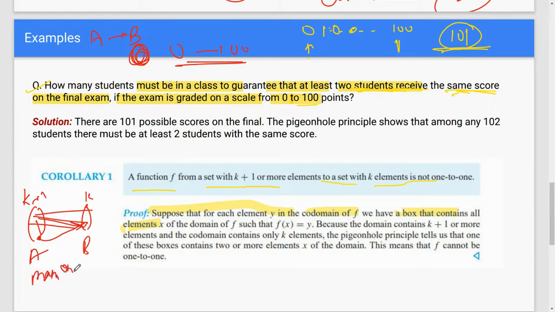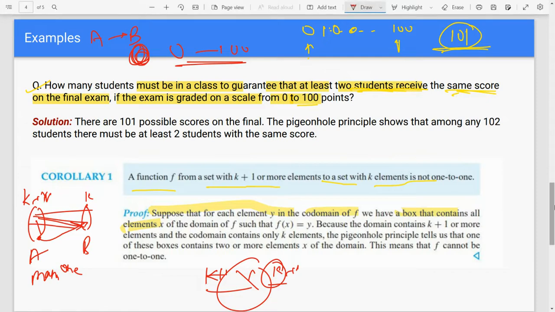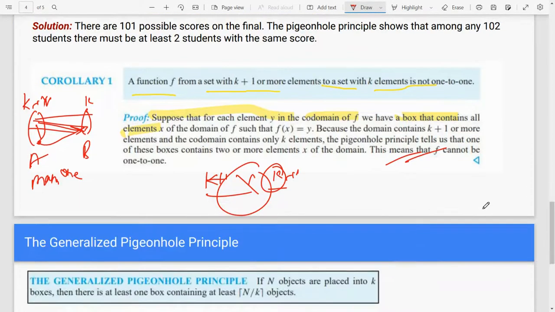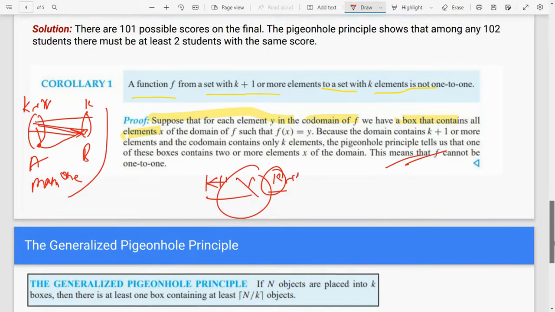It is going to be a many-one function because there are k plus one elements and there are k elements. Obviously, if A has k elements and B has k plus one elements, then it can be one-one. But if A has k plus one elements and B has k elements, then it is not going to be a one-one function. So you can just read how this is explained, but the way I explained it is this.